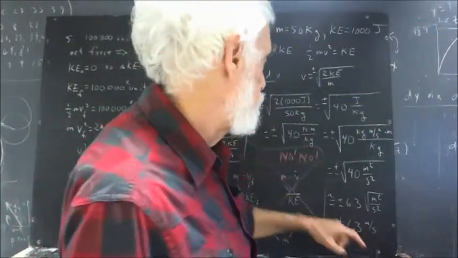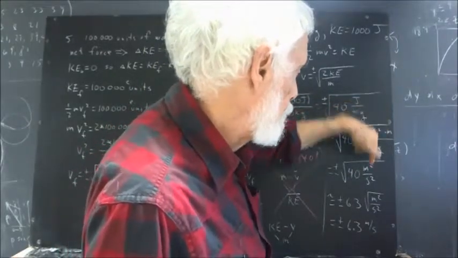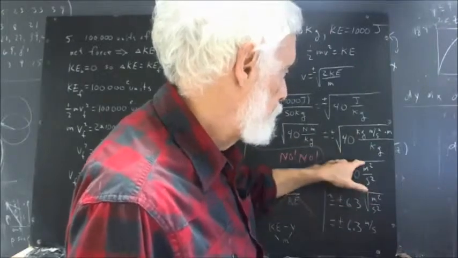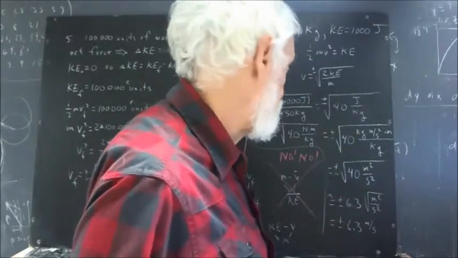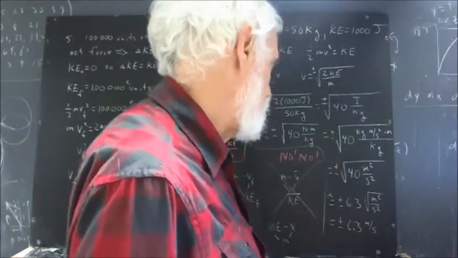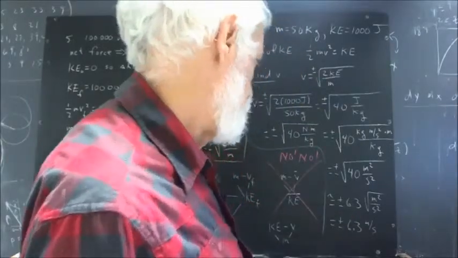Multiplying all this out, we get a meter times a meter is a meter squared, divided by second squared. The kilogram divides the kilogram. We're just left with meters squared over seconds squared. And now we have the square root of 40 meters squared over seconds squared. Square root of 40 is 6.3, roughly.